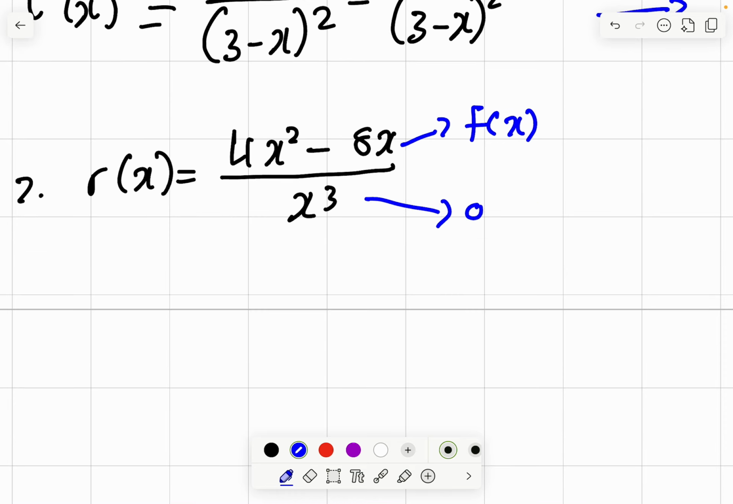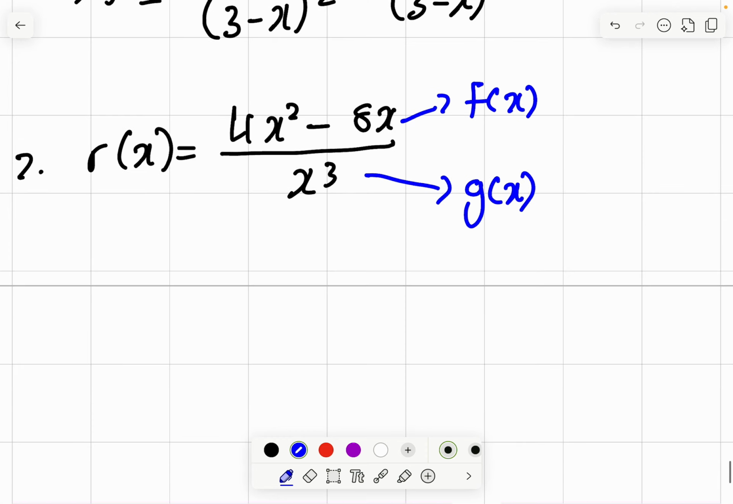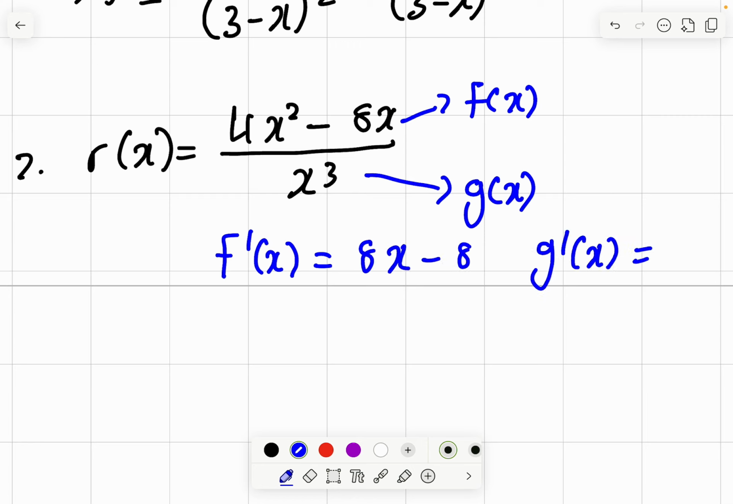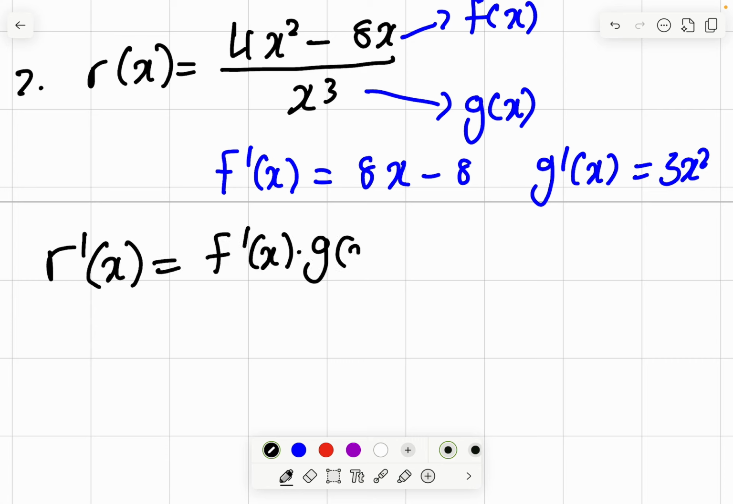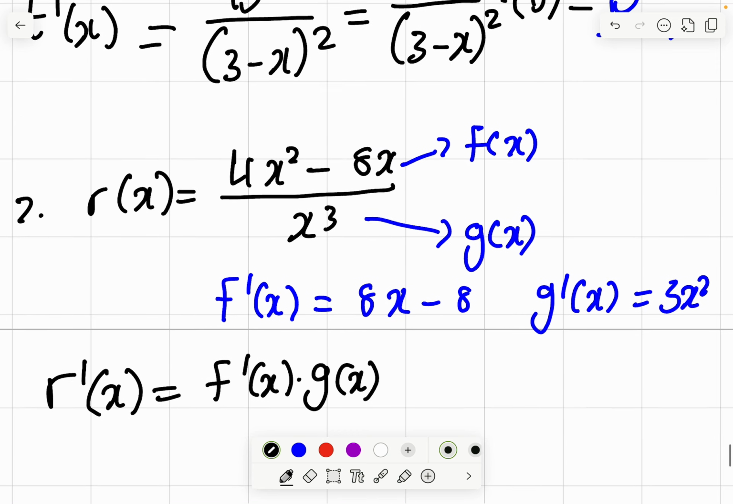Therefore, our g of x is what? Is x cubed. So we have to find our f prime of x is going to be what? 8x minus 8. Therefore, our g prime of x is going to be what? It's going to be 3x squared. So what is our r prime of x? R prime of x is going to be what? We know it's going to be f prime of x multiplied by what? G of x. Always, all the time, right?